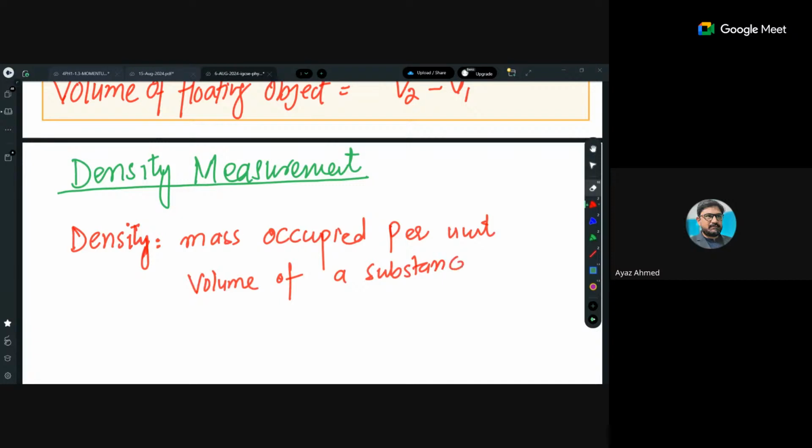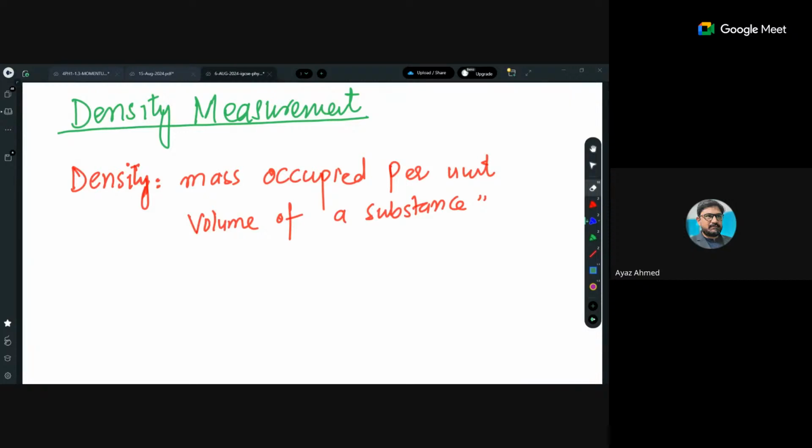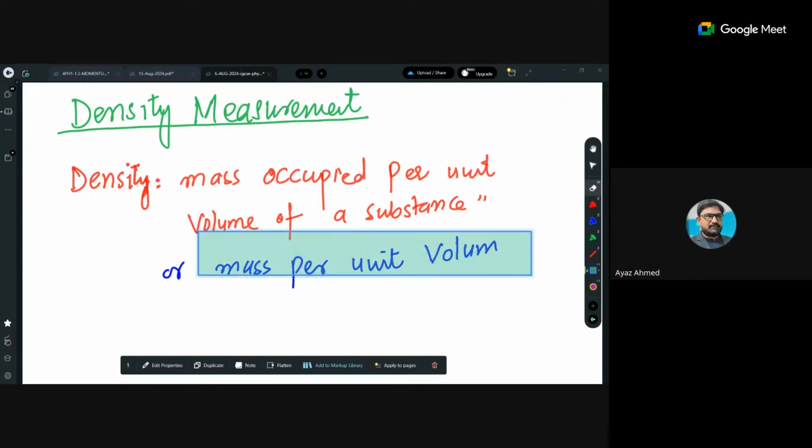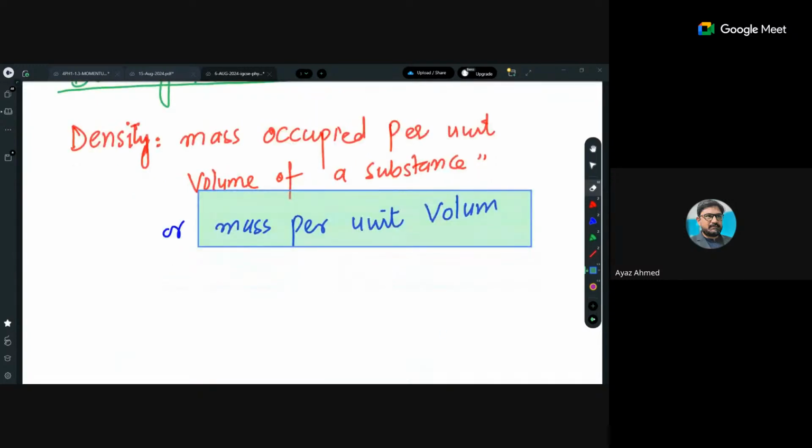Is it clear? You have to define it for your exam, that mass per unit volume. But when we use this definition for equation formation, it means that simply we will divide mass with volume and we will get density. So density is equal to mass of the object divided by volume of that object, where m is mass and v is volume.